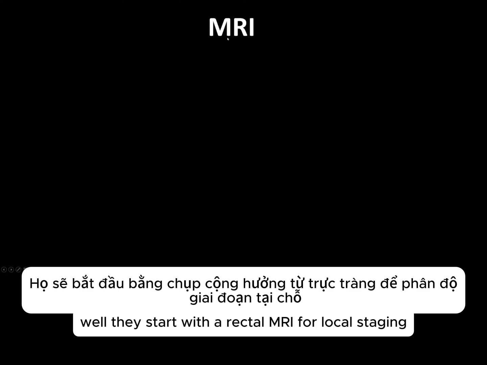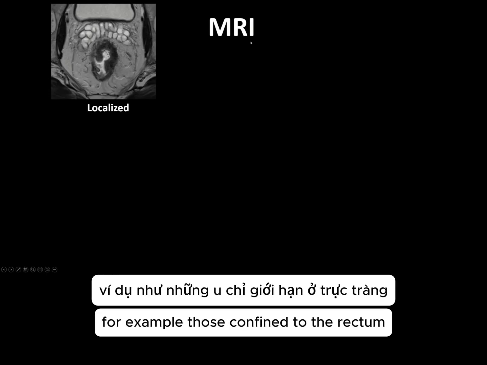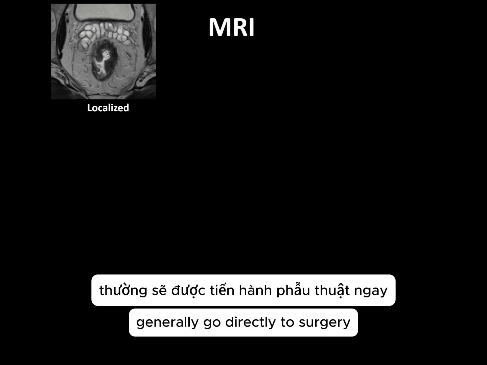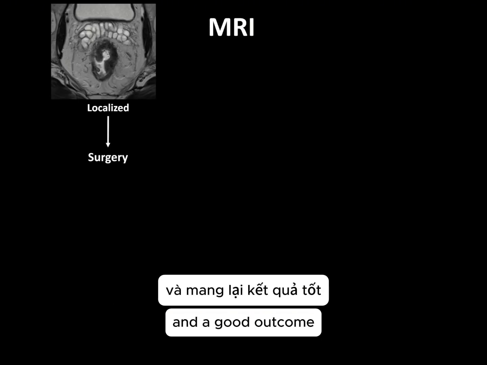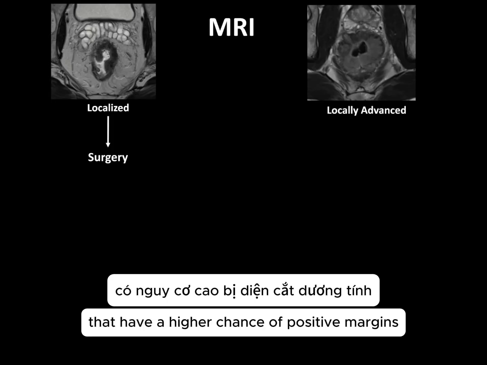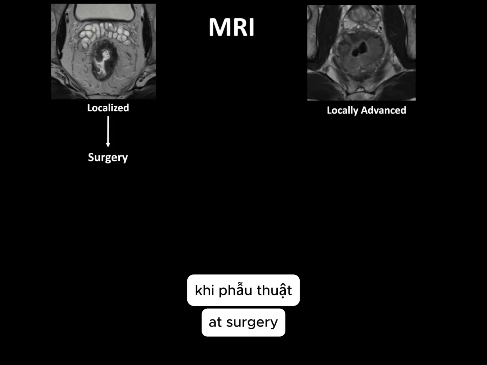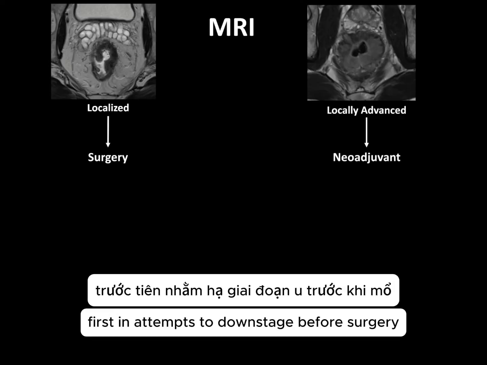Well, they start with a rectal MRI for local staging, and then to oversimplify, localized tumors, for example, those confined to the rectum, generally go directly to surgery because they have a high chance of negative margins and a good outcome. Locally advanced tumors that have a higher chance of positive margins at surgery generally have neoadjuvant chemotherapy and radiation first in attempts to downstage before surgery.